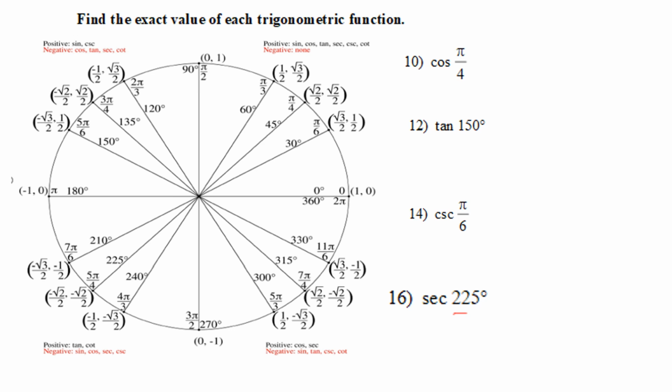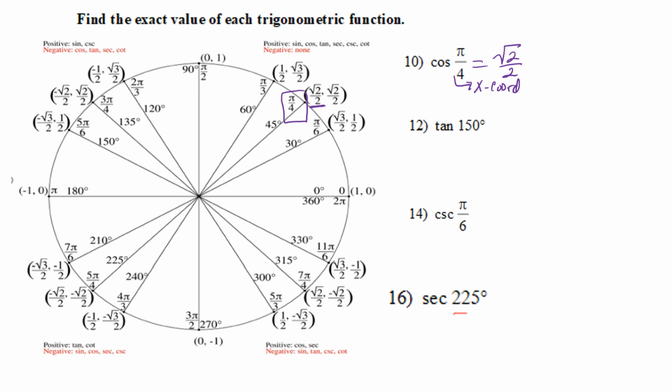Okay, our next examples are the evens, and we're going to start with cosine of pi over 4. Remember, cosine is just the x coordinate. So at pi over 4, which is 45 degrees, what is my x coordinate? It is the square root of 2 over 2. Done.